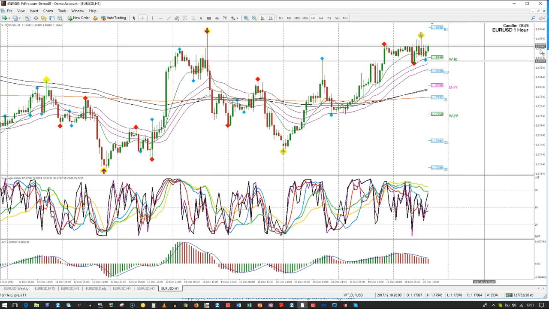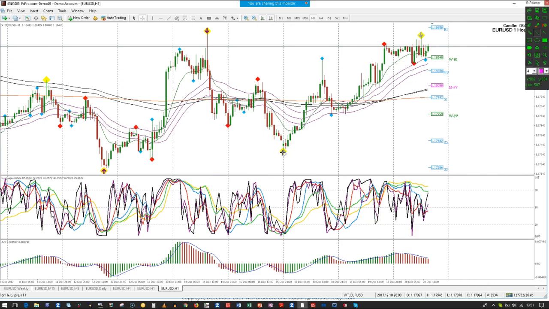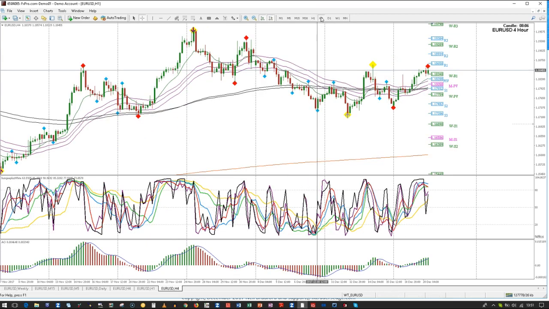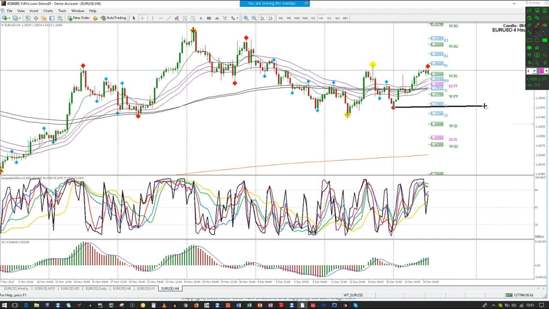On the H1, we're looking for a lower royal semaphore below there, provided we turn round up here. On the H4 chart, what that looks like is we're looking for a lower royal semaphore below there on the H1, before we go above there on the H1. So we have to turn round here.